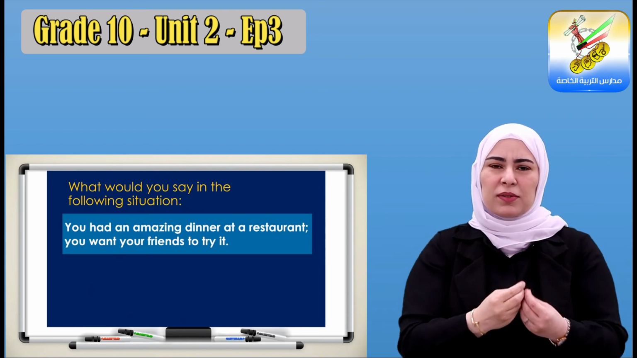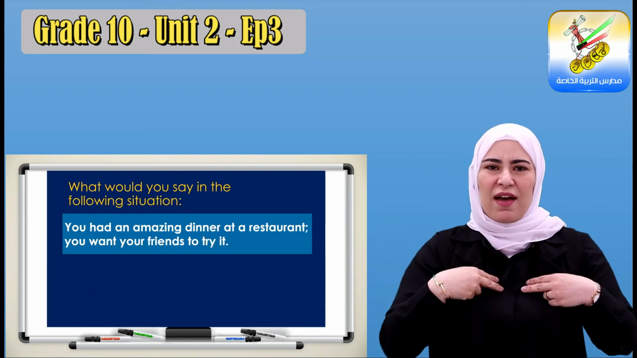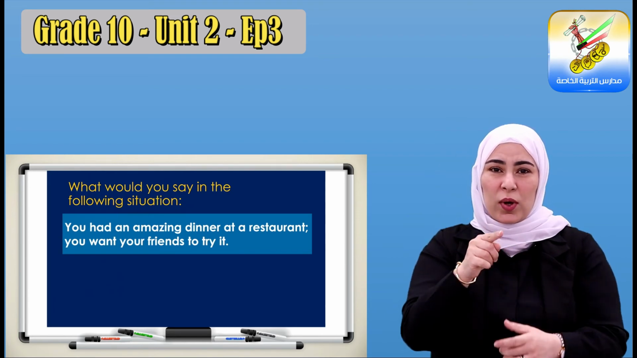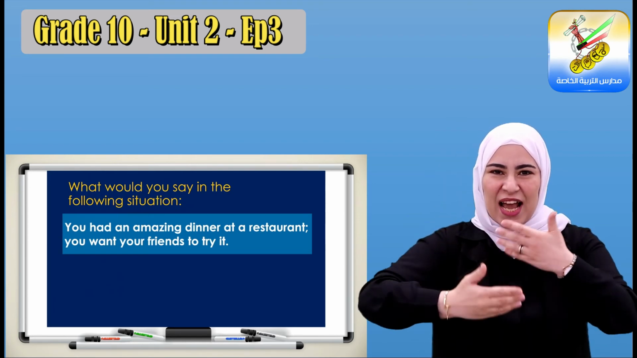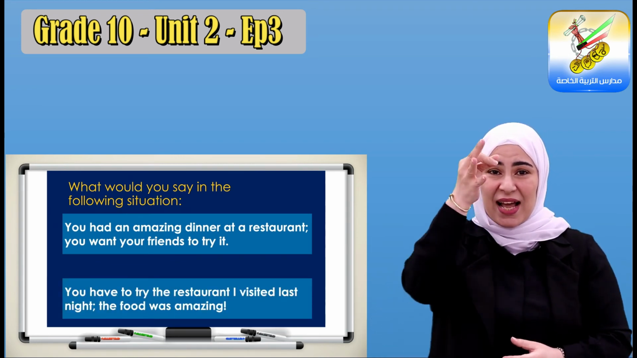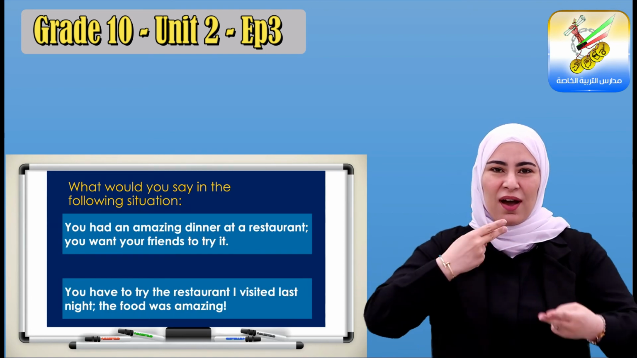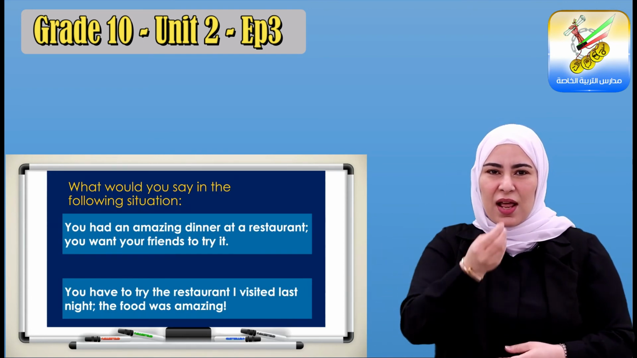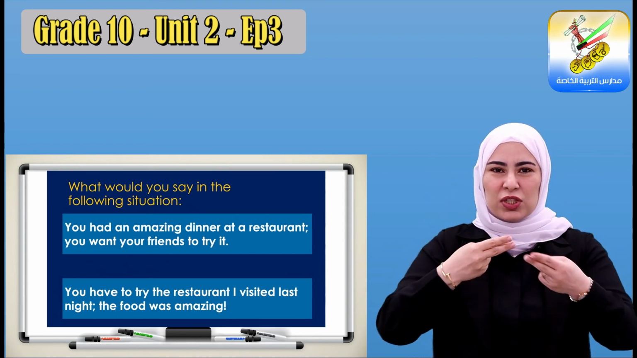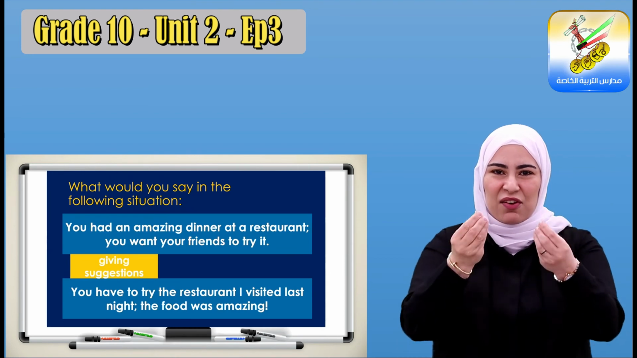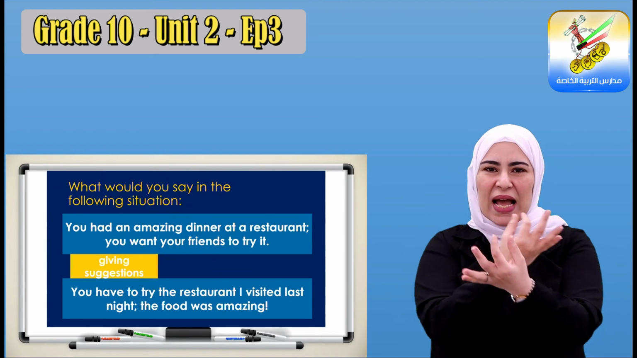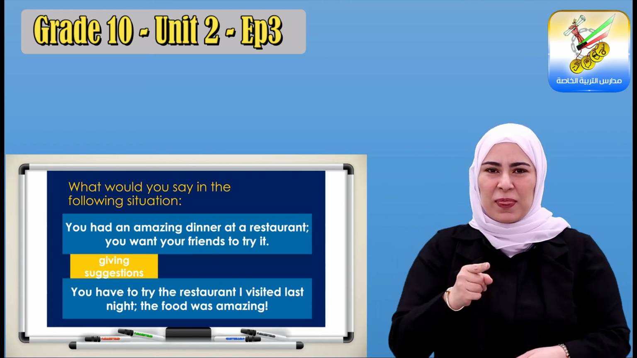You had an amazing dinner at a restaurant. You want your friends to try it. Now think, if you want your friends to try this restaurant, what are you going to say? You have to try the restaurant I visited last night. The food was amazing. So you suggested the restaurant to your friends. This is giving suggestions, okay? You see here, it's full grammatical sentence. You have to try the restaurant I visited last night.